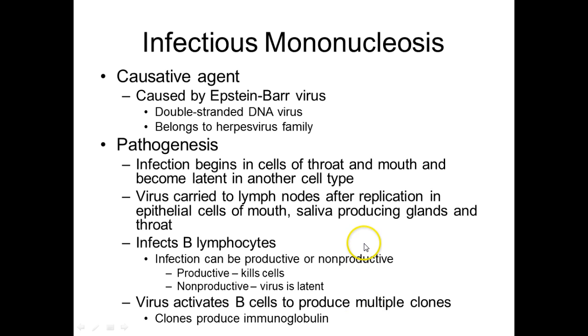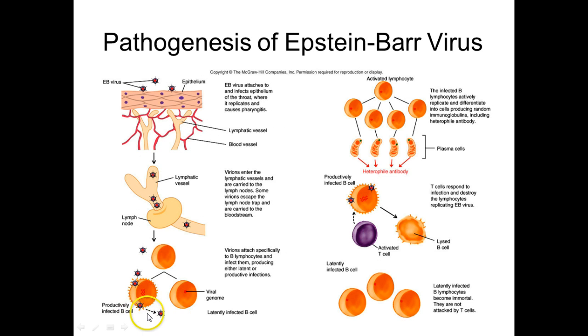Yeah, so just a repeat of what we've gone over. Virus activates B cells to produce multiple clones, and the clones produce immunoglobulin, right? So this virus is actually causing our cells to activate that aren't supposed to be activated, and they produce antibodies. So whatever antibody it is that they're able to make, they make it, whoever is activated, and it's a random thing. The weird thing about this is it's what they refer to as a heterophile antibody.